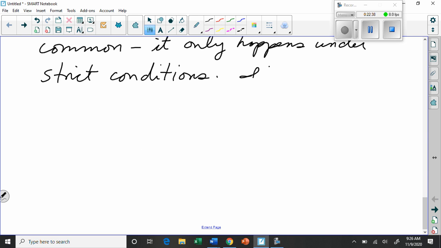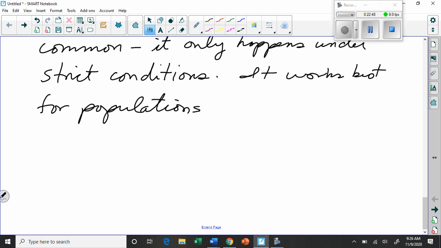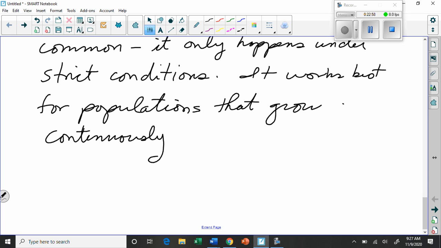So it works best for populations that grow continuously. Typically, that's not true for many things. They grow in spurts. They have longer breeding seasons, so their growth goes in spurts and then stops, and spurts and stops. But continuous growth is something like this.